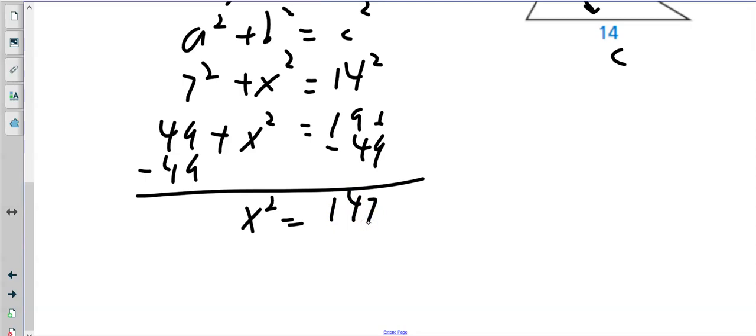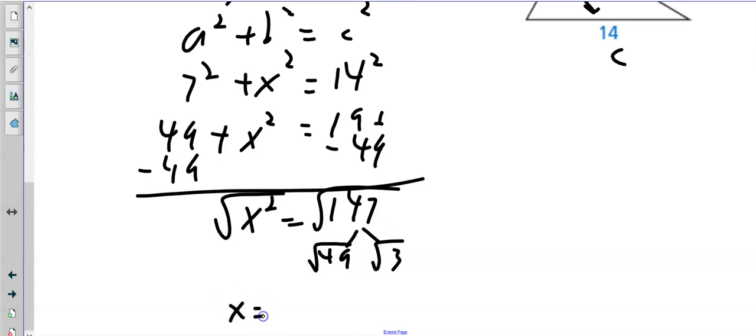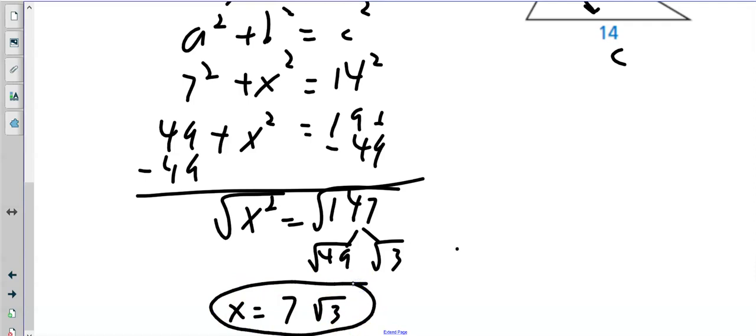Now, that is not a perfect square, but it does have a perfect square number trapped inside, and that's 49 times 3. So the perfect square 49 becomes 7. The square root of 49 is 7, and the radical 3 stays. So the answer is not a triple, because the triples are made up of whole numbers.